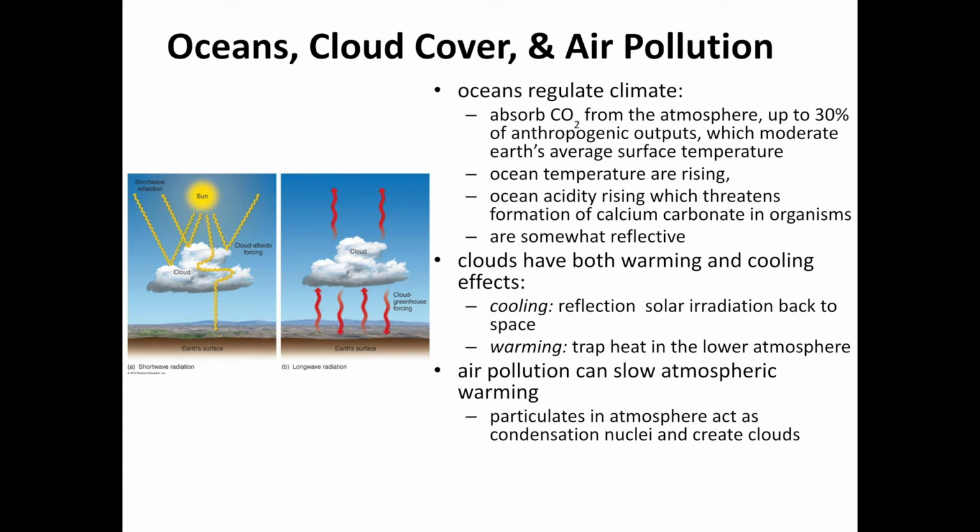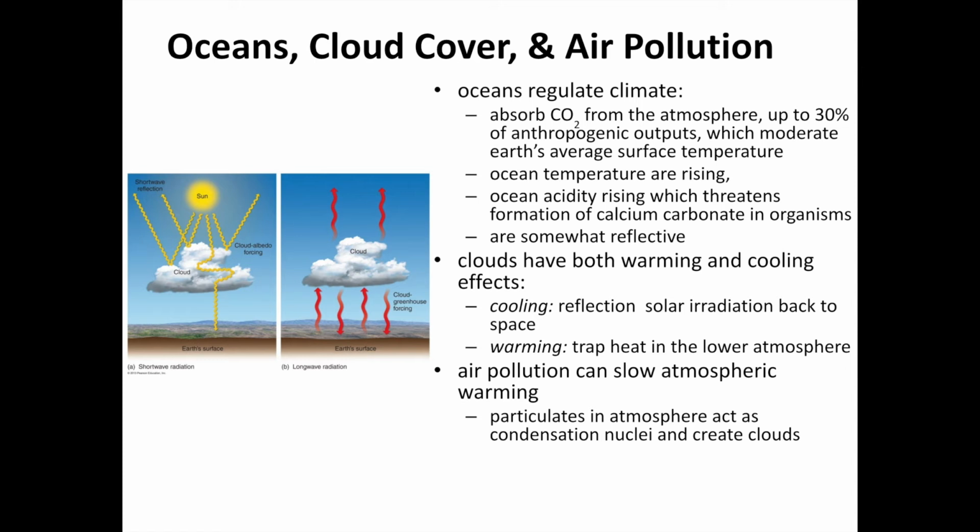As I said, oceans regulate climate. They absorb CO2 from the atmosphere, which can lead to things like ocean acidification. Right now, we think they're absorbing about 30% of our anthropogenic outputs of CO2. Ocean temperatures are rising, so the heat in the atmosphere is also being absorbed by the ocean. It's a huge heat sink. And oceans can be somewhat reflective, so some sunlight is going to be reflected back out into space off of our oceans. So oceans play a huge regulatory role in our climate on our planet.